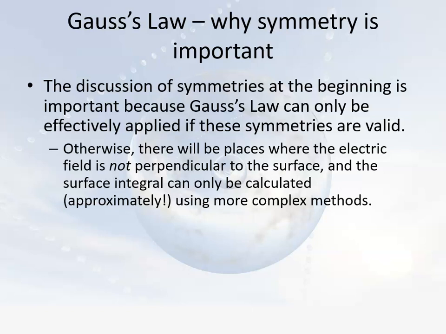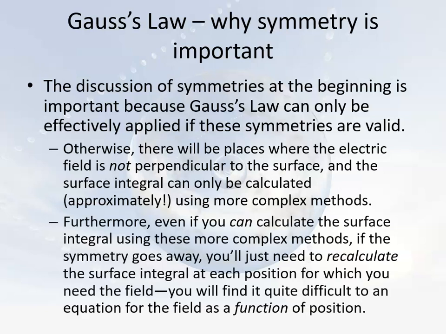Otherwise, we're going to have situations where in some parts of our surface, the angle between the electric field and the normal to the surface will be different compared with other parts of the surface. When that happens, Gauss's law won't be able to be used, and we'll have to give up and call it a day, or send it to a computer simulation to allow us to approximate the answer.